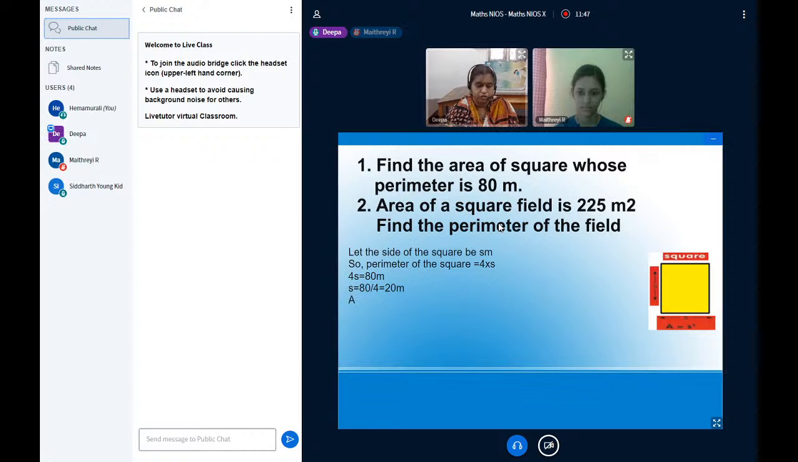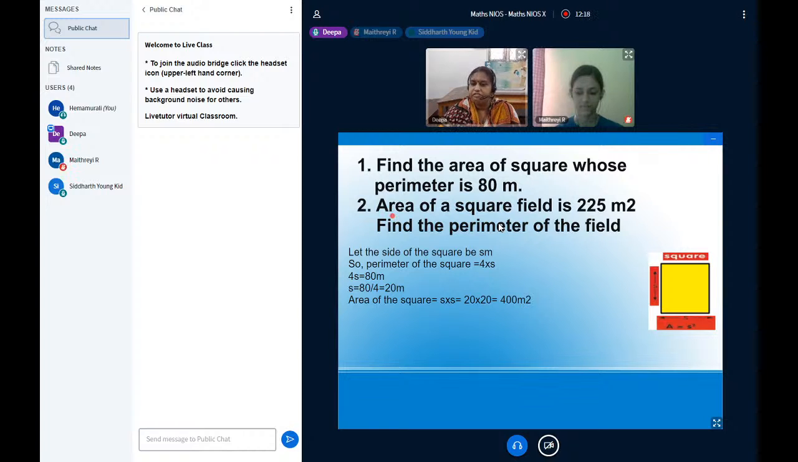What is the formula to find the area of the square? s square. Side into side. s into s. What is the s? Already we found 20 into 20 is equal to 400 meters square. This is the area of the square. Clear? Any doubt? Okay. Now we move to the next question.